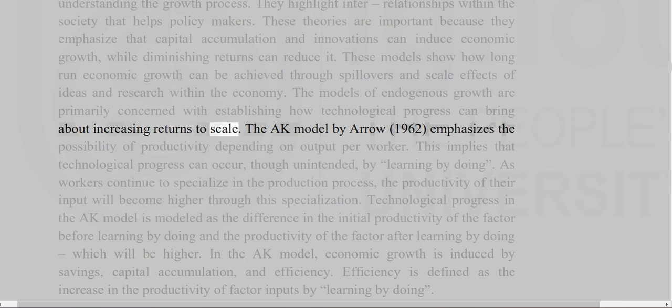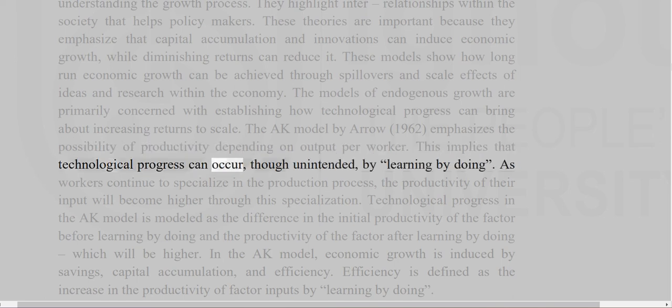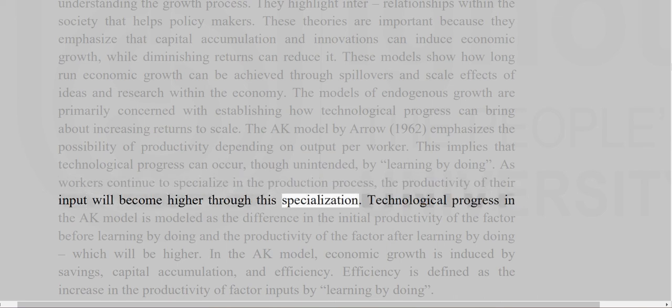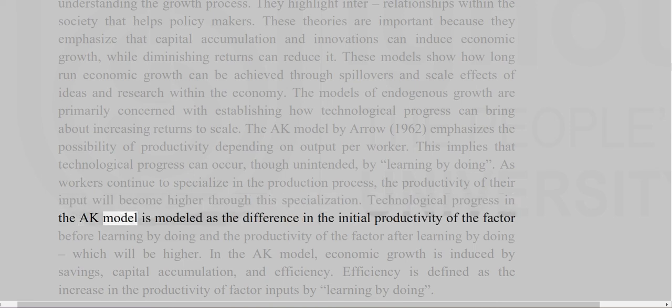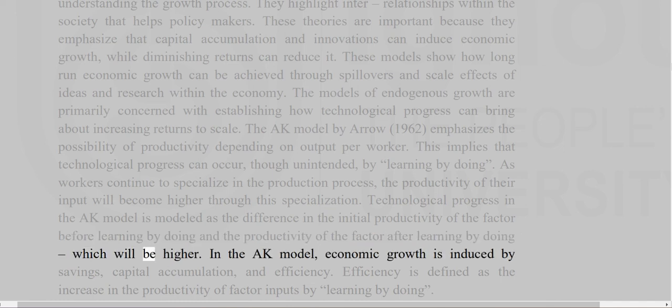The models of endogenous growth are primarily concerned with establishing how technological progress can bring about increasing returns to scale. The AK model by Arrow, 1962, emphasizes the possibility of productivity depending on output per worker. This implies that technological progress can occur, though unintended, by learning by doing. As workers continue to specialize in the production process, the productivity of their input will become higher through this specialization. Technological progress in the AK model is modeled as the difference in the initial productivity of the factor before learning by doing and the productivity of the factor after learning by doing, which will be higher.